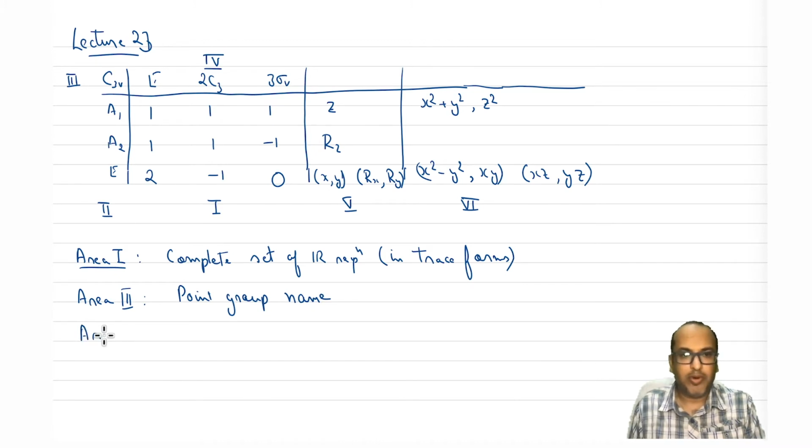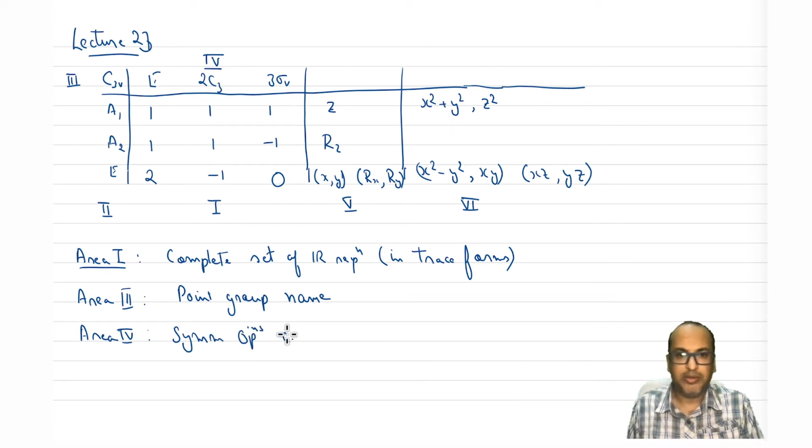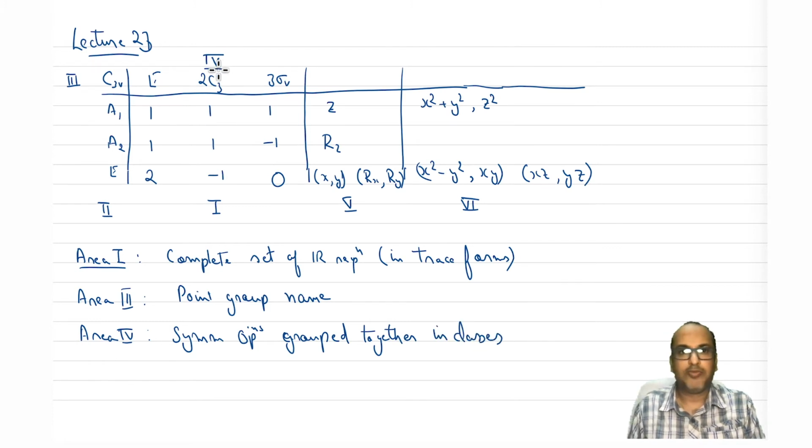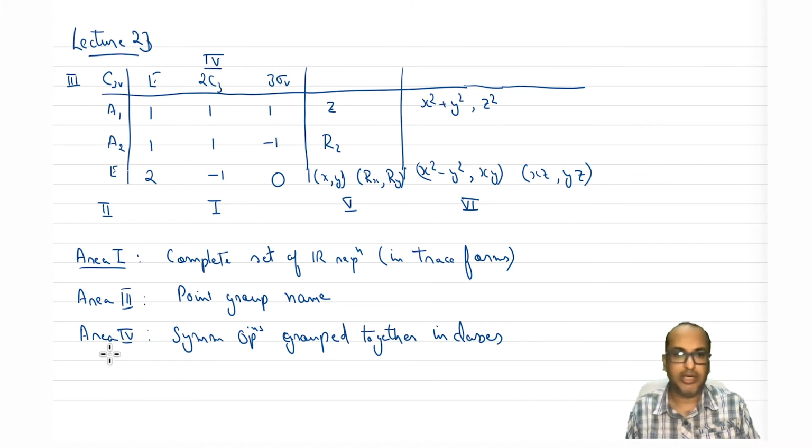Then area 4 also we know. Area 4 is the symmetry operations or group elements grouped together in classes, right? So for example, here 2C3 is one class, C3 and C3 square are combined into one class, and sigma V1, sigma V2, sigma V3 are combined into another class, right? So that is also something we know very well.